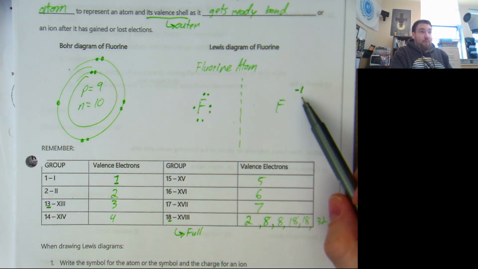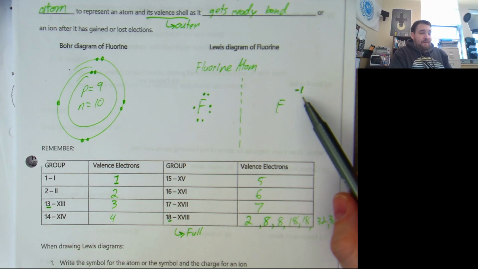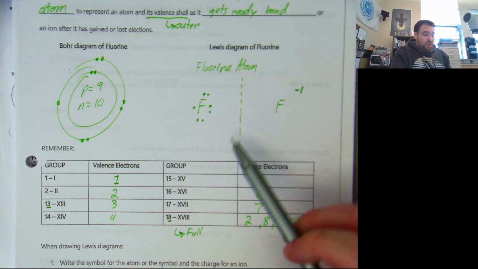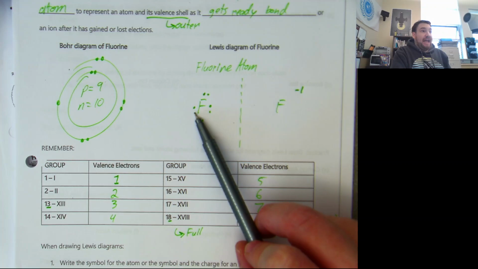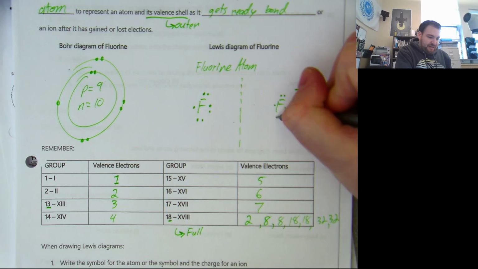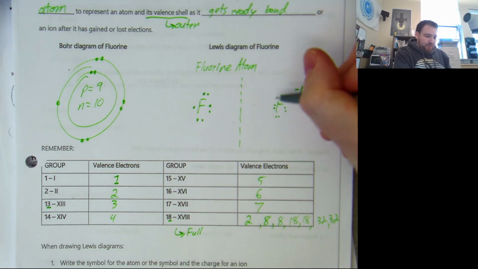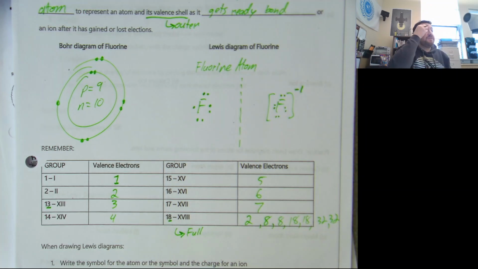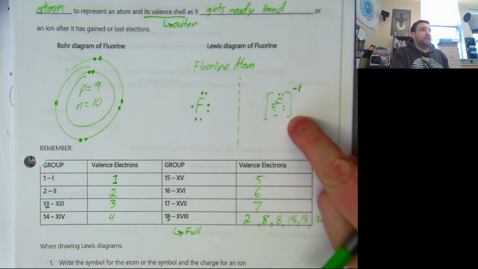If it's going to be -1, is it gaining or losing an electron? It's gaining. So rather than having 7, you're going to have 8. 1, 2, 3, 4, 5, 6, 7, 8. Done. And you throw brackets around there just like we did for the Bohr diagram. But you don't have to draw any of those other shells. So for the really big atoms, like your chlorines, your sulfurs, and your calciums, and your potassiums, this cuts down a ton of work.